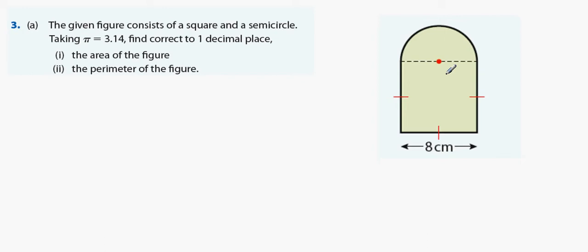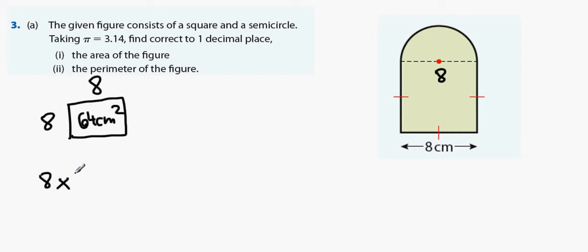Now, these lines mean that it's the same length, and it says it's a square. So the area of the square is going to be 8 by 8. So 8 by 8 is going to get you 64 centimeters squared for the area of the square.